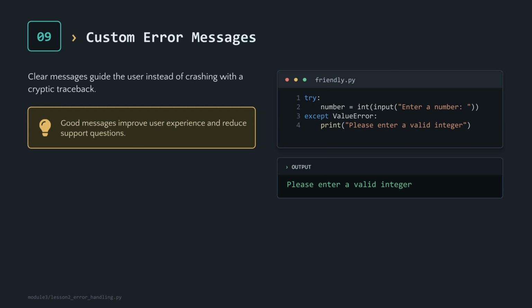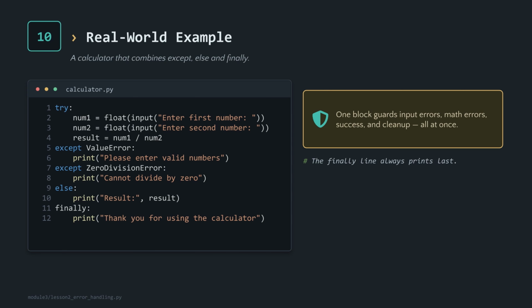Let's talk about the messages your users actually see. Clear messages guide the user instead of letting them stare at a cryptic traceback. In this example, we catch a ValueError and print a helpful message, which improves the user experience and reduces the need for support.